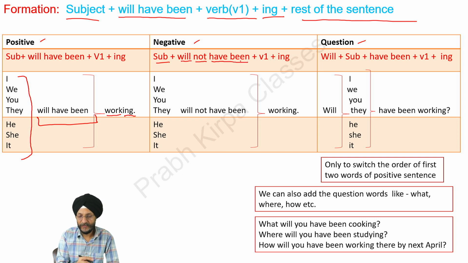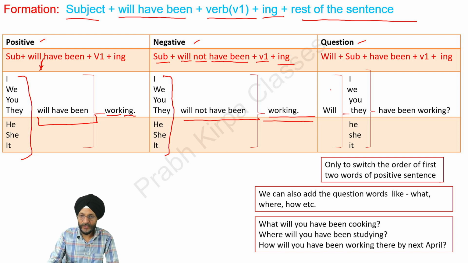been. That is, subject is followed by will not have been plus first form of the verb plus ing. You will see that simply in the case of negative we have added not here. So this is the subject I, we, you, they. They are followed by will not have been, and then comes verb first form plus ing.